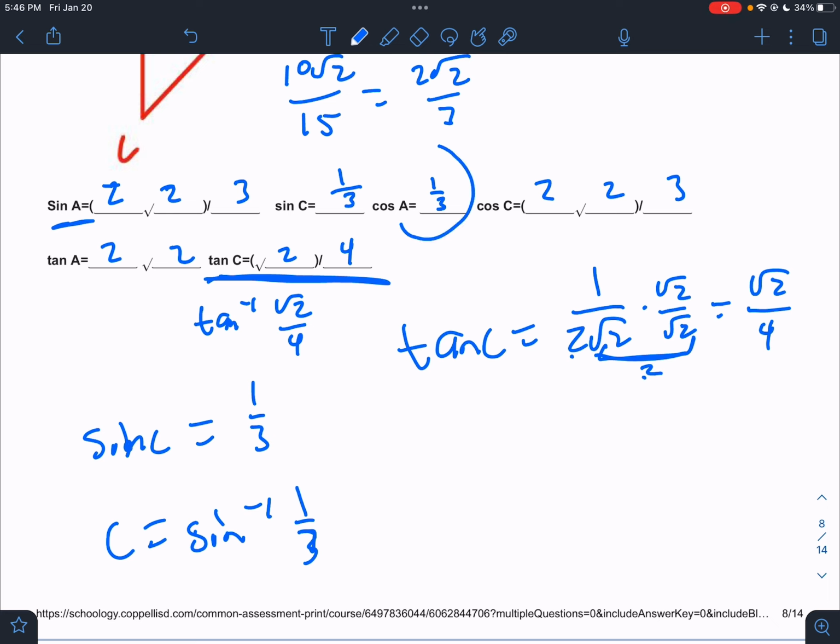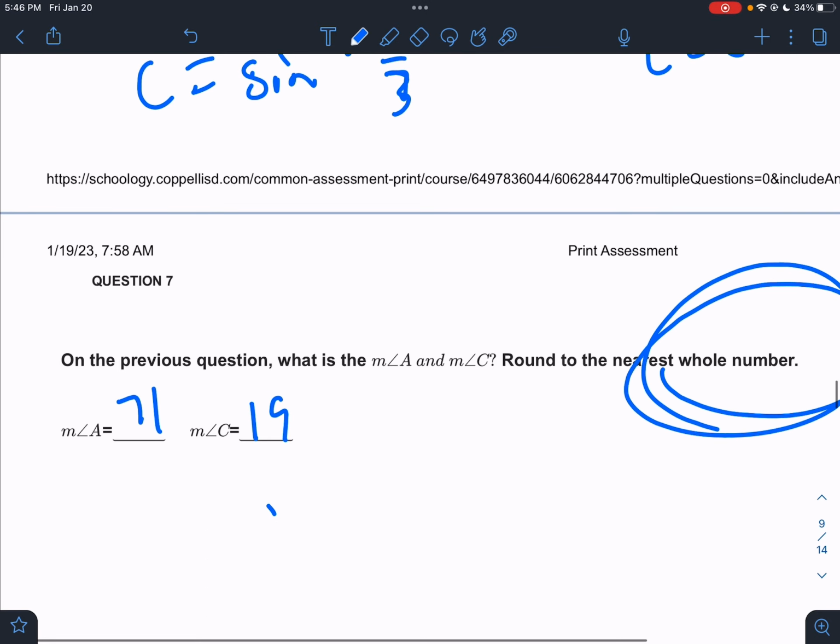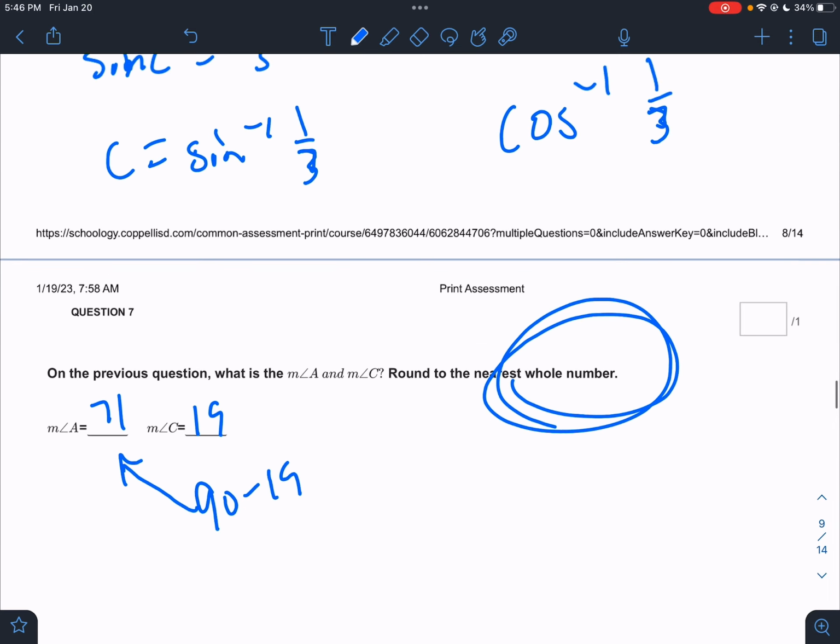Well, we also need angle A. I'm going to use this one for angle A. That would be inverse cosine 1/3. So I'm going to type in inverse cosine 1/3. Round it to the nearest whole number. That'd be 71. Or I could have done 90 minus 19 because I know it has to be complementary. Either way is fine. So there's my 2.